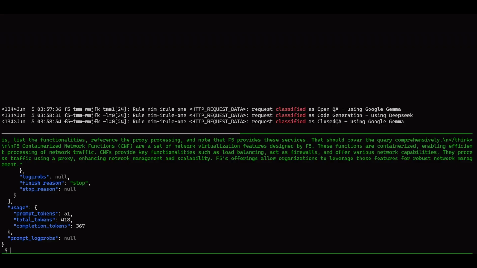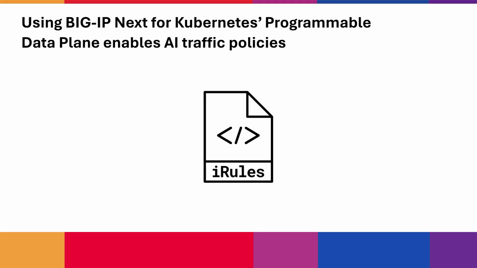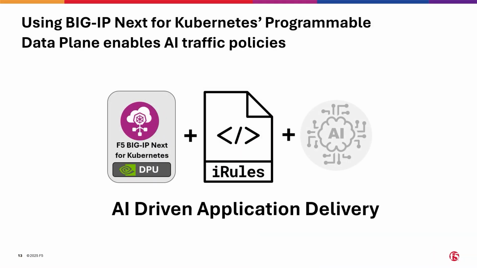This is closed context. This is private data. What a great way to say we can route it to a local LLM and keep all of our private data away from those big SaaS LLMs. When you have the power of BIG-IP programmable data planes, iRules, and the capabilities of NVIDIA AI, you have AI-driven application delivery.